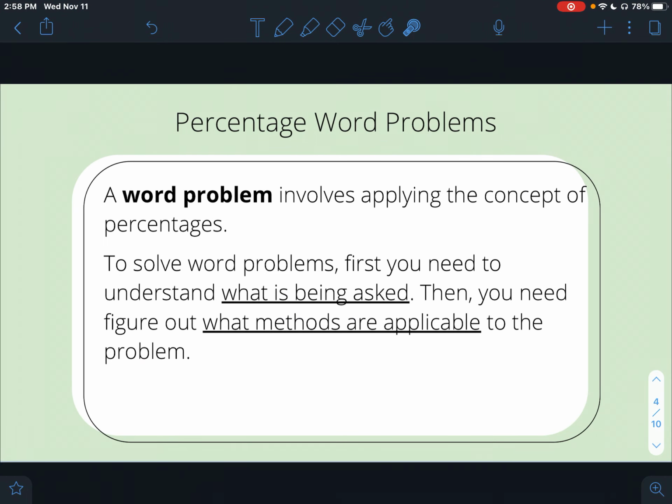Let's look at percentage word problems. A word problem involves applying the concept of percentages. You may be asked to do so. This will require you to understand what is being asked and which methods are applicable in the problem. This may range from finding the percentage of a given number or finding the percent values in a given group of objects.